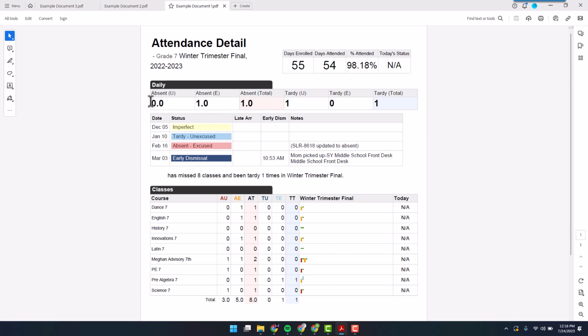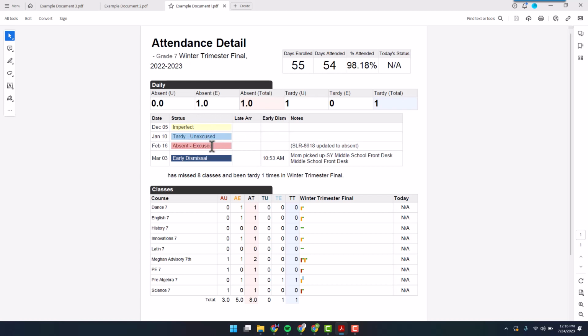Let's just look at the students. So this student has no unexcused absences, one excused absence for a total of one. The E is excused. One unexcused tardy for the day, 0 excused tardies for the day for a total of 1. And this report is trying to break down those values. So the absent excused is right here.